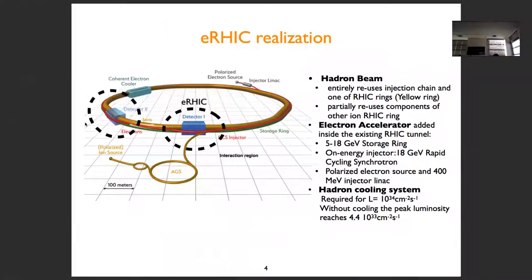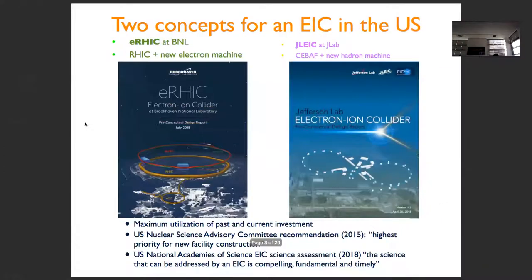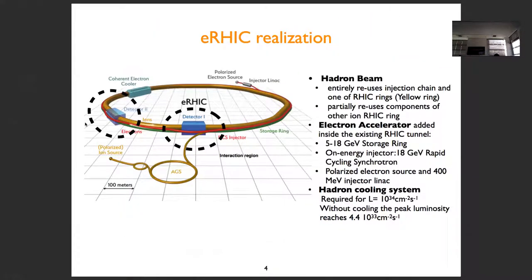Like I mentioned, I'm going to stick to ERIC. On paper it looks quite different, but the concept is very similar. For the ERIC realization at Brookhaven, the current Relativistic Heavy Ion Collider has two rings, yellow and blue, we call them. We keep one ring. We chose to take the yellow, so that's why we use the yellow color. Then we add the electron machine. So it's partially reused.